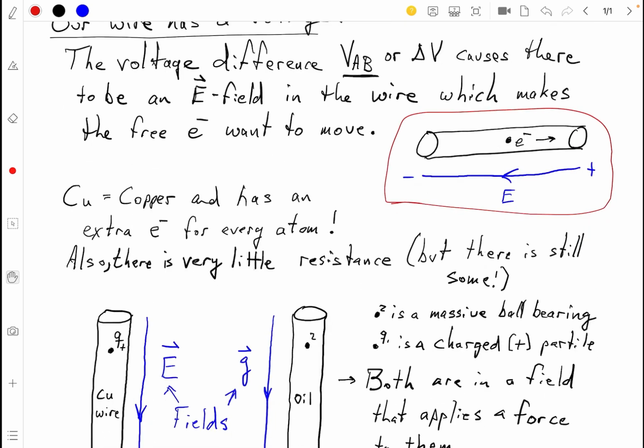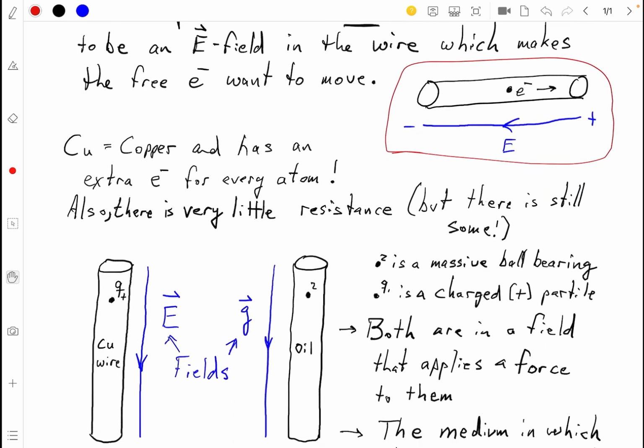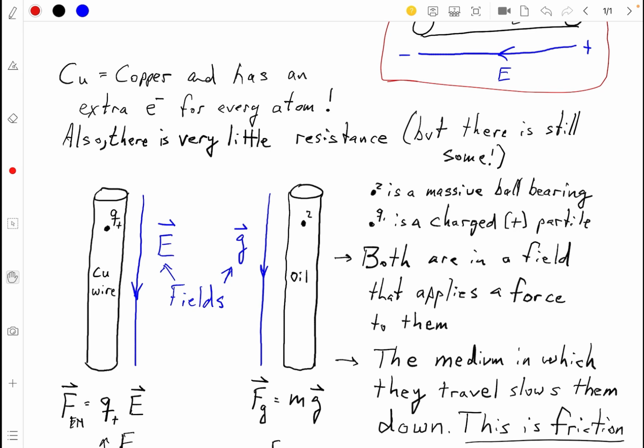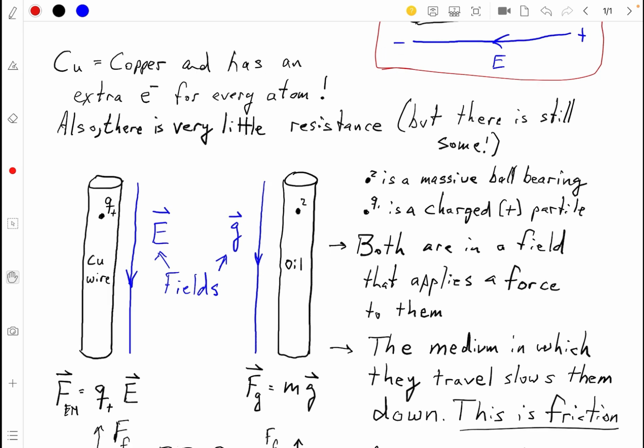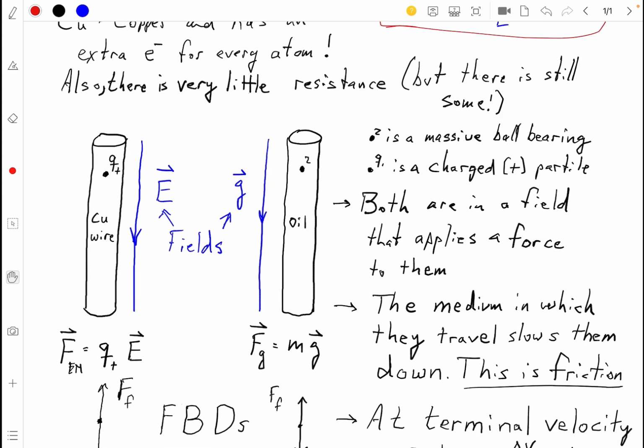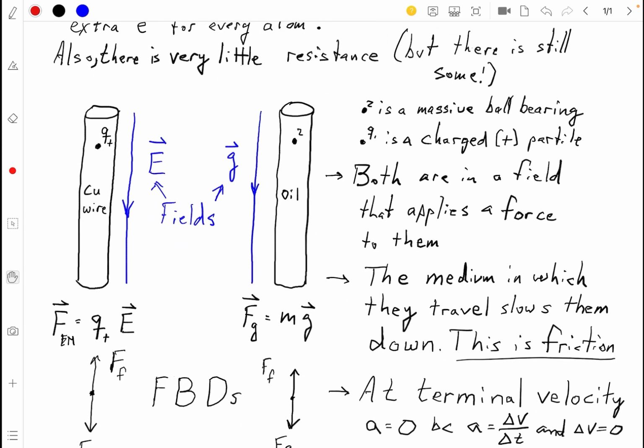Copper has an extra electron for every atom, and there's not a lot of resistance. There's some resistance, right? But compared to rubber or something, there's not a lot of resistance. So let's look at the analogy between our E field and gravity.